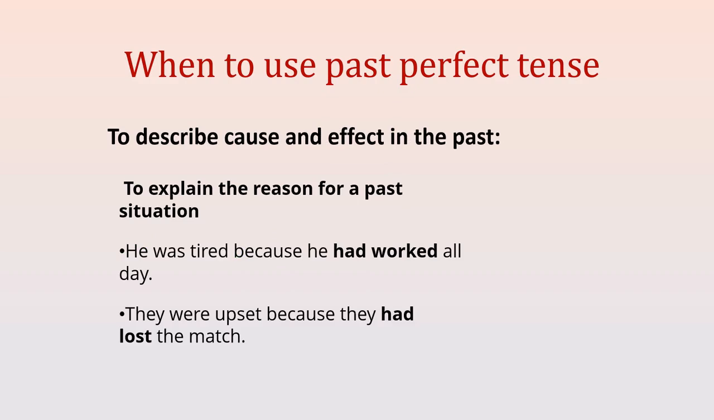Next, to describe cause and effect, meaning the reason. When we have to give the reason, for example, to explain the reason for a past situation. For example, he was tired because he had worked all day. Why was he tired? Because he had worked all day. So there is a reason for the situation, then we will use the past perfect tense. Next example, they were upset because they had lost the match. Why were they upset? Because they had lost the match. So when we have to give the reason for a past situation, we will use the past perfect tense.